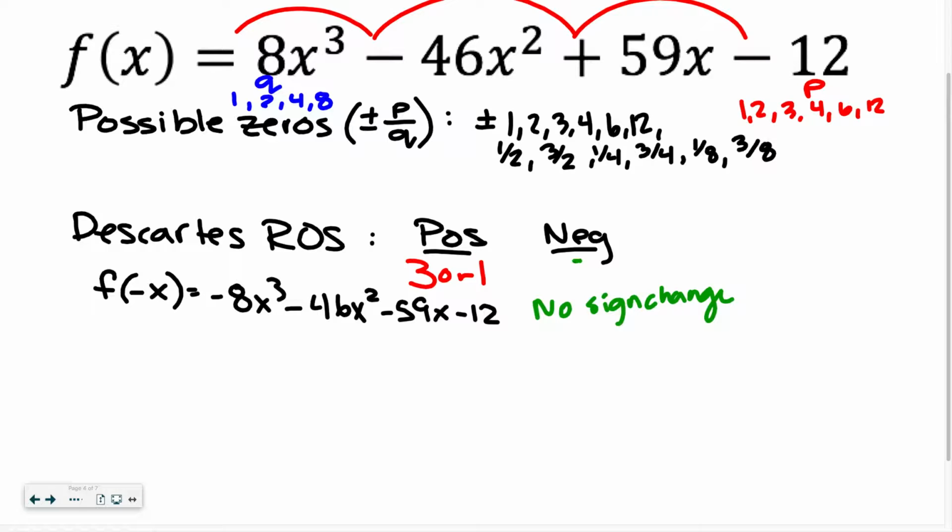Okay. So that means how many negative zeros did you have? 0. Okay. Do not check negative numbers from this list. They will not work.